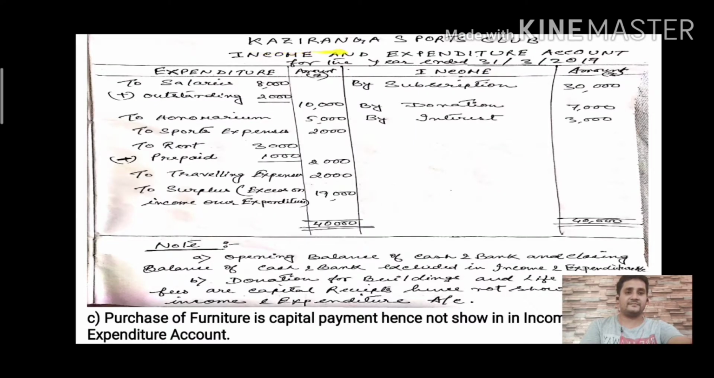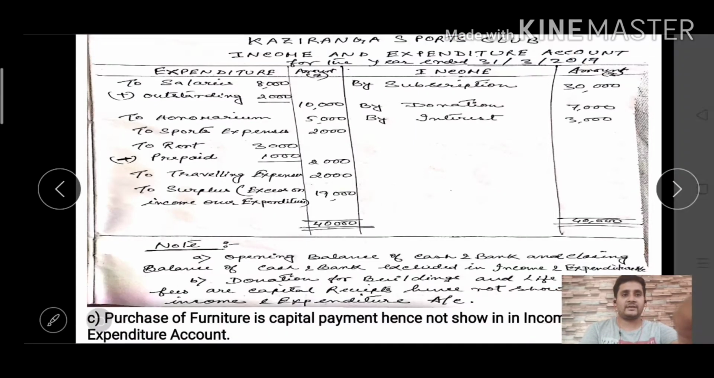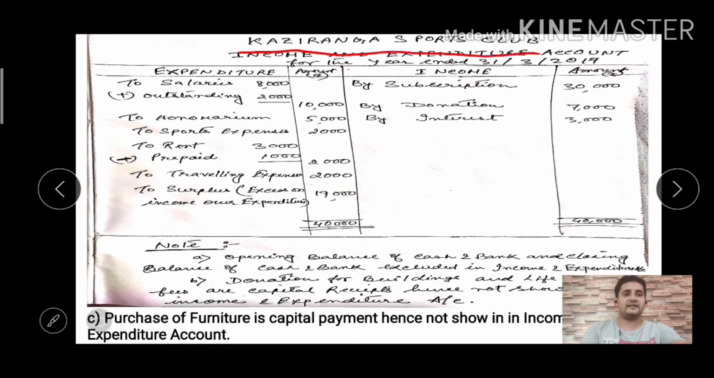First you write the club name, Kaziranga Sports Club. Then in capital letters write Income and Expenditure Account for the year ended 31st March 2017. Income will be recorded on the credit side and expenditure will be recorded on the debit side. So, first you start the income side.